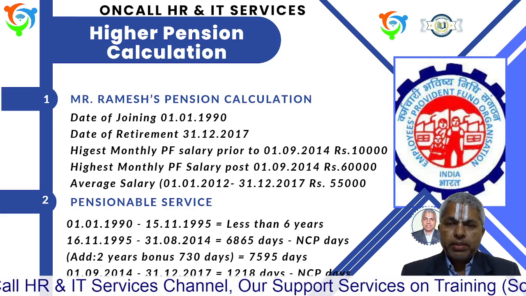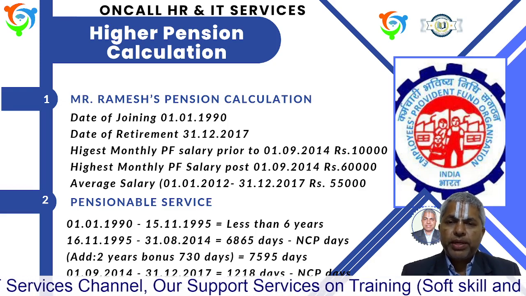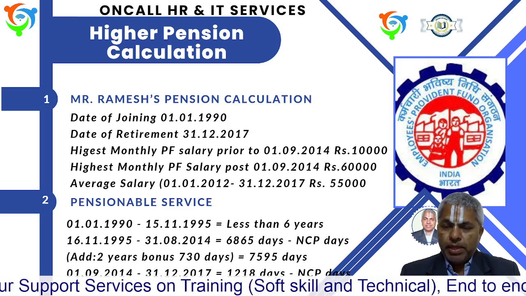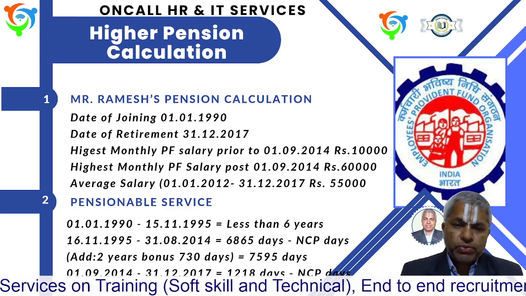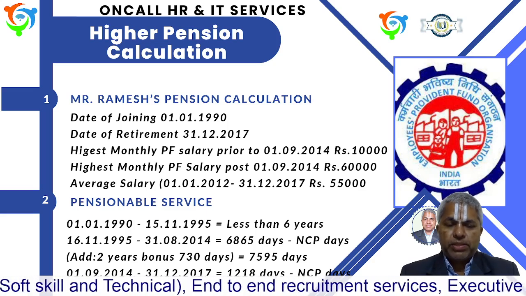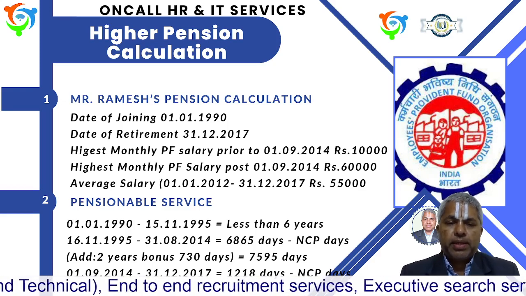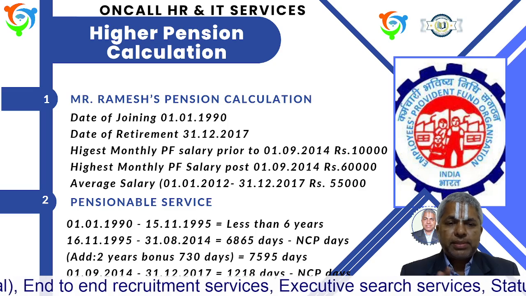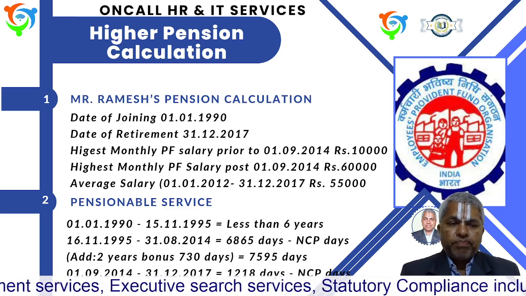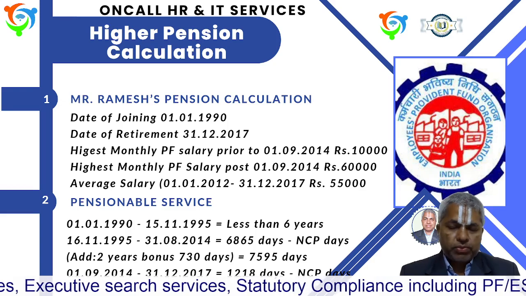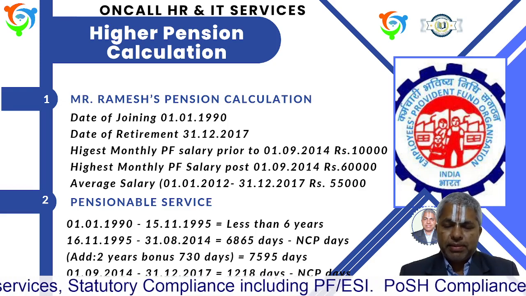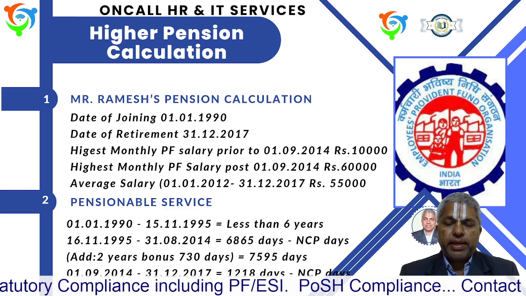When the employee renders service of 20 or more years, there will be 2 years' weightage. The EPS scheme is giving 2 years' weightage, so you have to add 2 extra years. Total days from 16/11/1995 to 31st August 2014 is 6,865 days. You add 2 years, that is 730 days, which gives 7,595 days for the period 16/11/1995 to 31st August 2014. After 1st September 2014, the period you worked is 1,218 days.